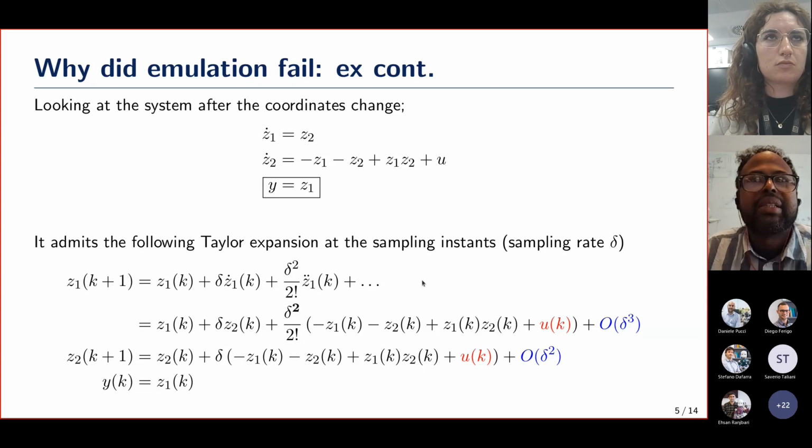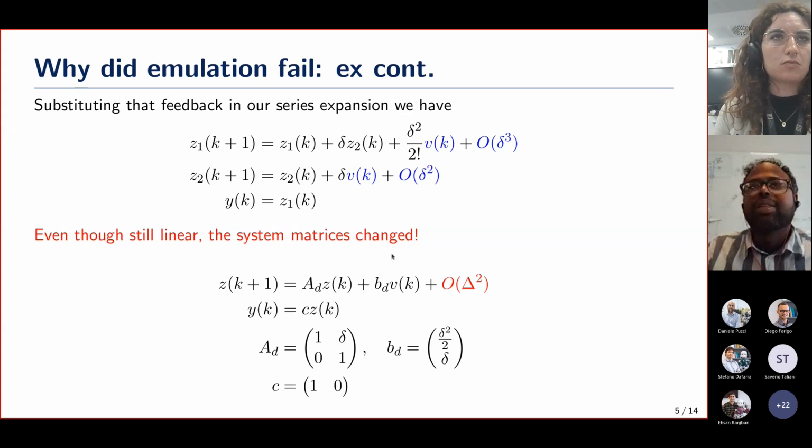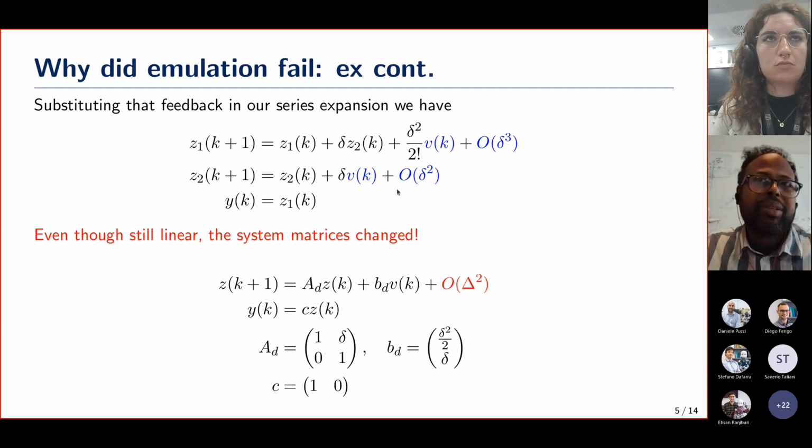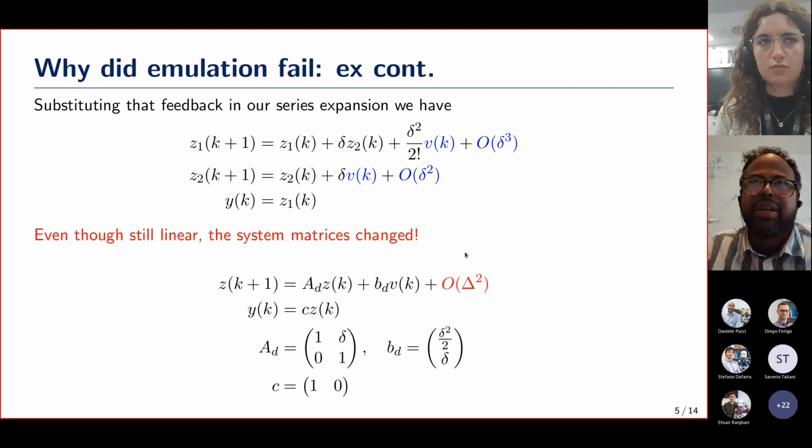What does this formula tell us? Okay, if we put directly the control that we designed in continuous time here in place of u, so we put the evaluation of this at the time instant k and we hold it constant, we notice that the result is this system. It's no longer the double integrator. It's similar to the double integrator, but it has these system matrices which are a bit different compared to the double integrator, right? And then the rest of the dynamics is contained in this remainder term, which we denote O of delta square, because the least power is delta square here.